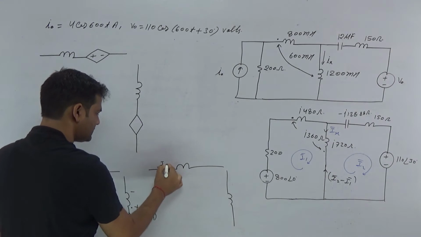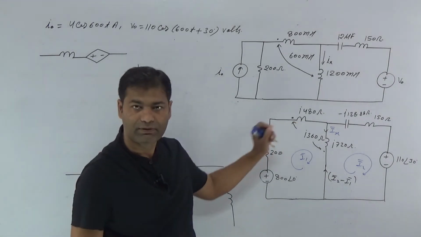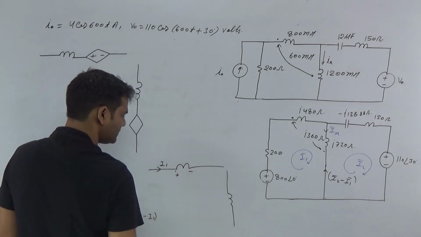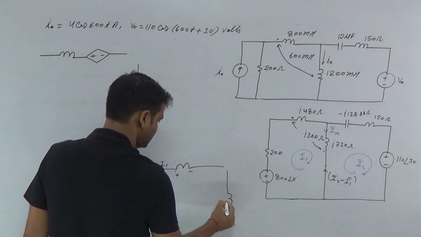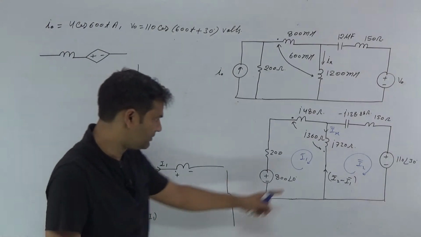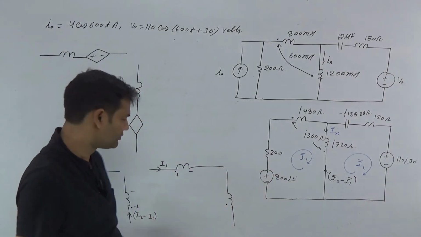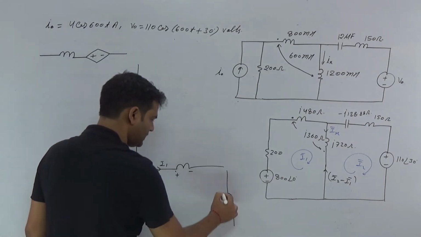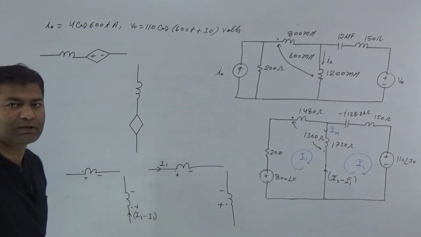What about current in this section? I1. So what about I1? Corresponding polarity plus minus, and here the dot, like here, represents this one. So plus to minus, it means corresponding to the dot, this one is positive and this one is negative. Simplify.